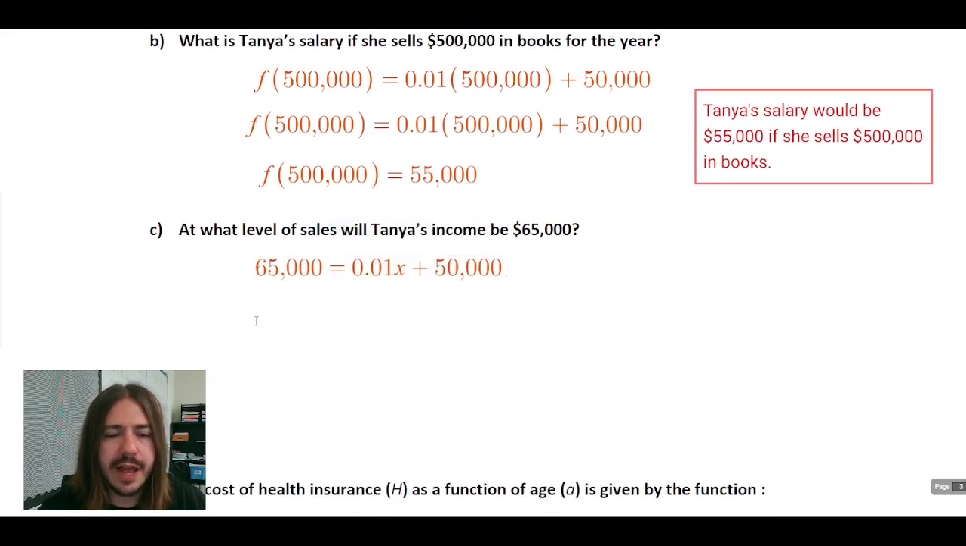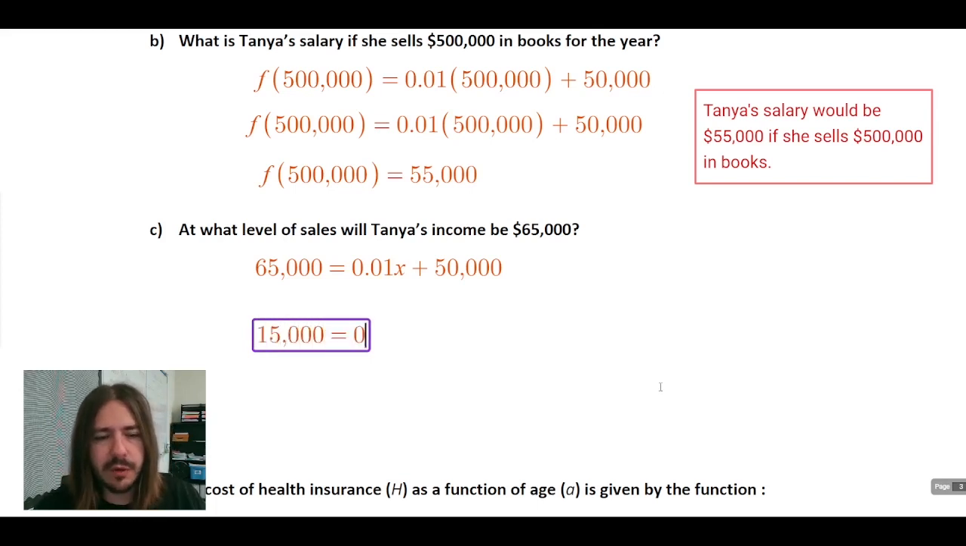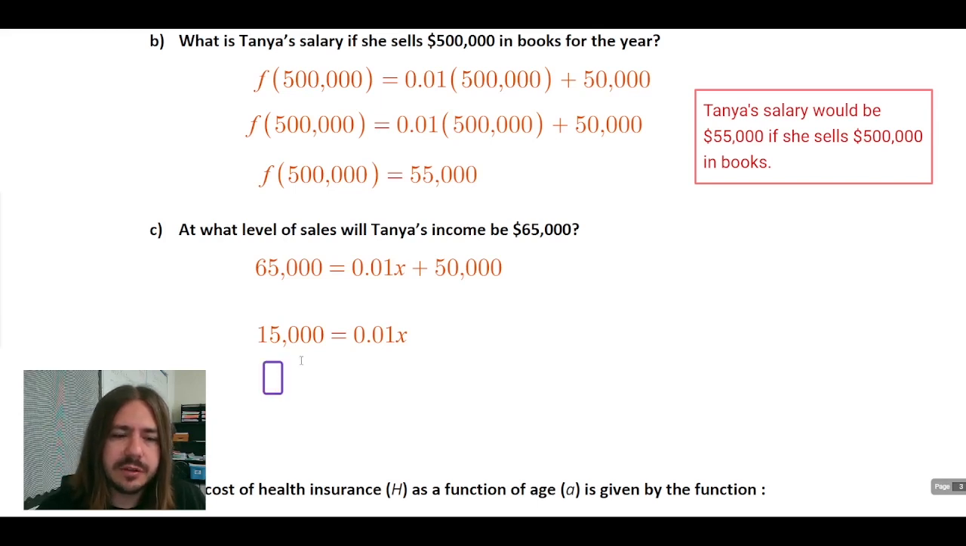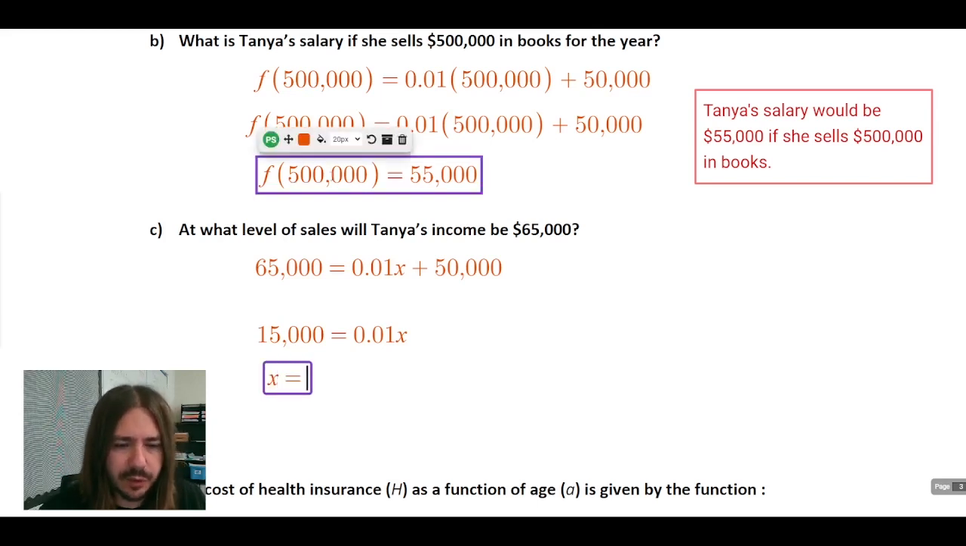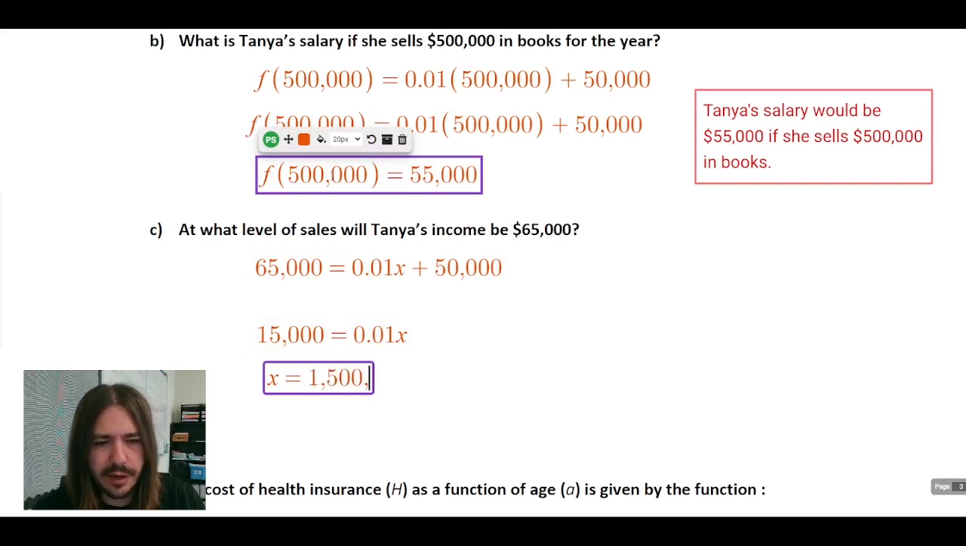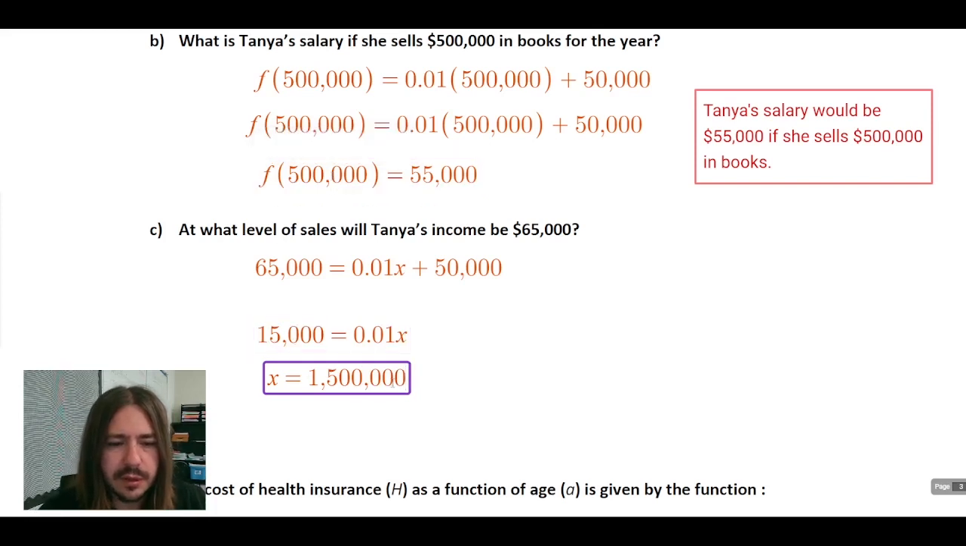We're going to start by subtracting $50,000 from both sides. So it'll leave me with 15,000 equals 1/100th times X. And then we want to divide both sides by 1/100th. That would be the same thing as multiplying by 100. And so if we add 2 zeros to that, I guess we could type it in just to make sure. But I think it's $1.5 million worth of books. Yeah, that checks out. So it's a lot of books.